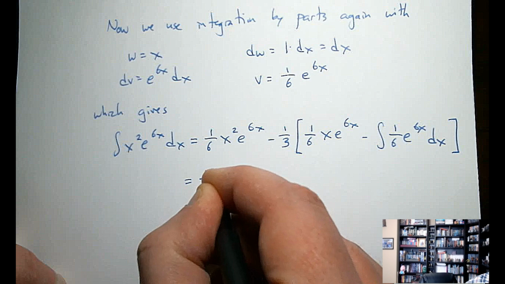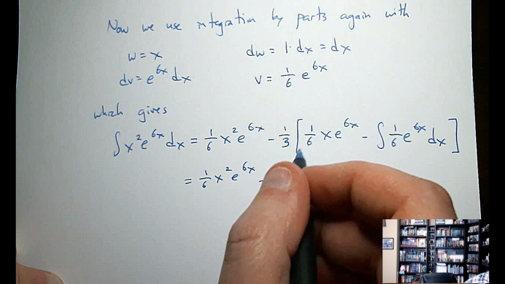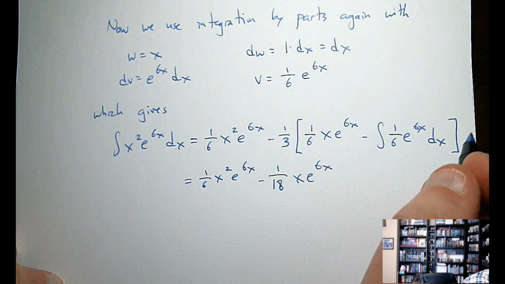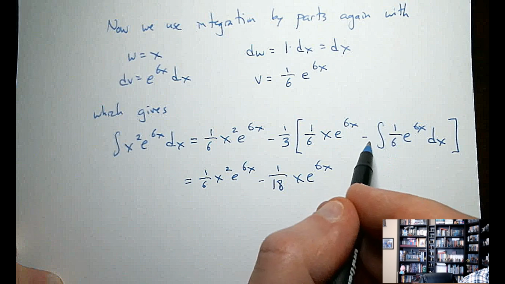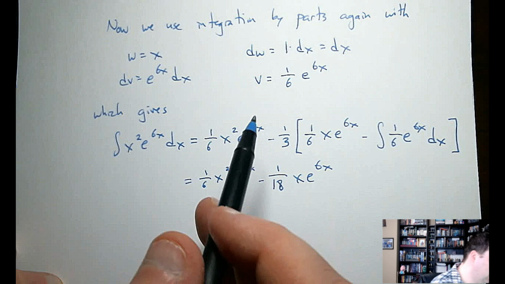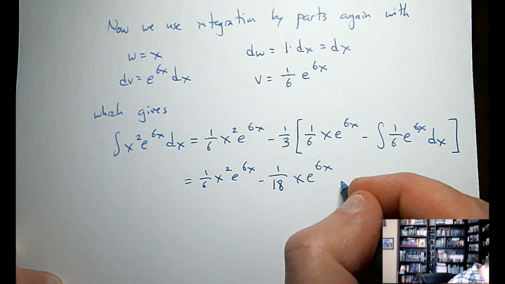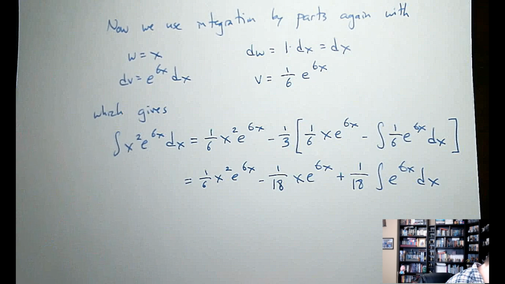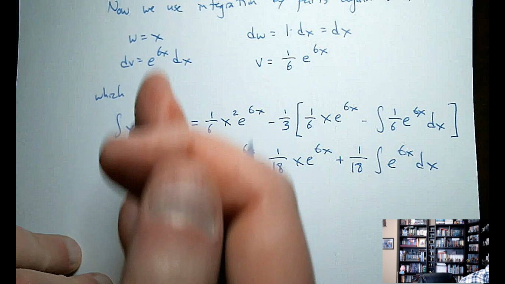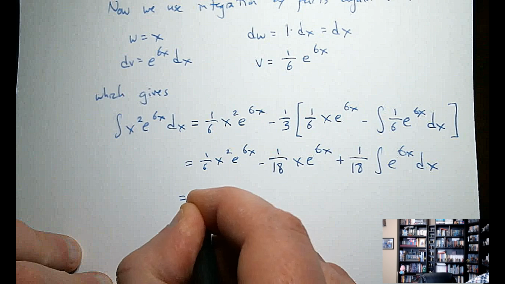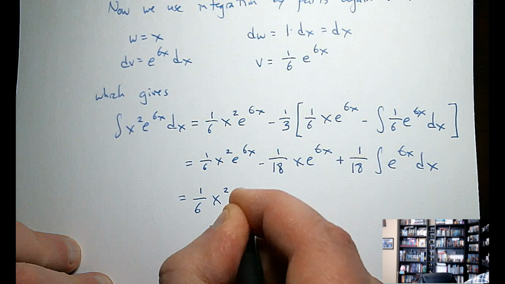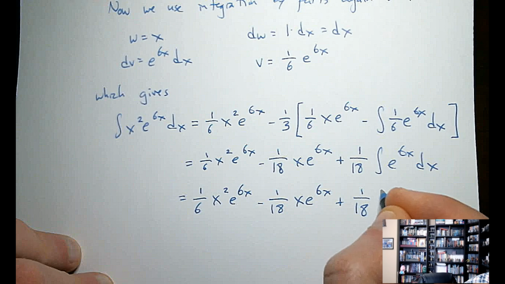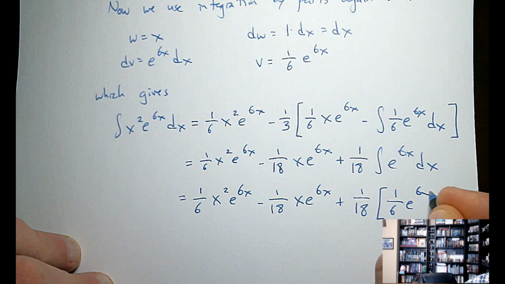So first of all, let's simplify this. We get 1/6 x squared e to the 6x minus 1/18 times x times e to the 6x. And of course, that minus a third also applies here. So I'm going to multiply by the integral, and I'm going to bring that 1/6 out at the same time. So effectively, I'm going to have the minus a third times minus a sixth, which becomes plus 1/18 times the integral of e to the 6x. And that is an elementary integral. That's in fact the one we've done twice now, both of our dv's, computing that exact same thing. So that'll give us 1/6 x squared e to the 6x minus 1/18 x e to the 6x plus 1/18 times 1/6 e to the 6x plus c.